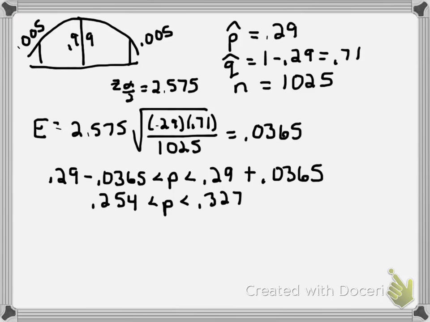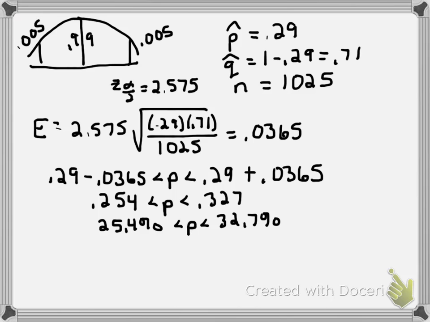0.327. And now, since we want percents, there's just one more step, and that's to change these decimals to percent. So move the decimal point 2 places to the right and add the percent sign. Gives us 25.4% is less than p is less than 32.7%. So we are 99% confident that the interval from 25.4% to 32.7% contains a true value of the population proportion.